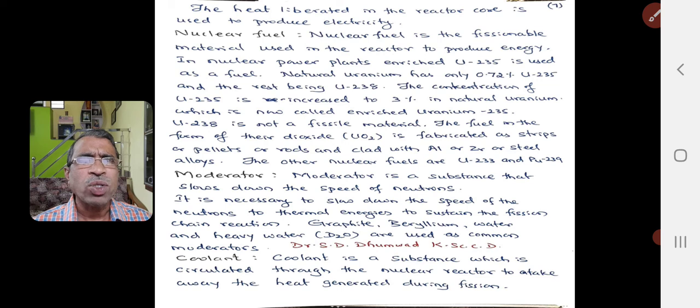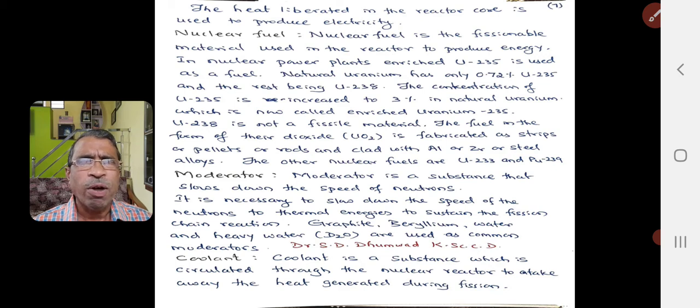Natural uranium has only 0.72% uranium-235 and the rest being uranium-238, which is not a fissionable material. Hence, the uranium-235 is to be concentrated up to 3% in natural uranium, which is now called enriched uranium-235. Uranium-238 is not a fissionable material.